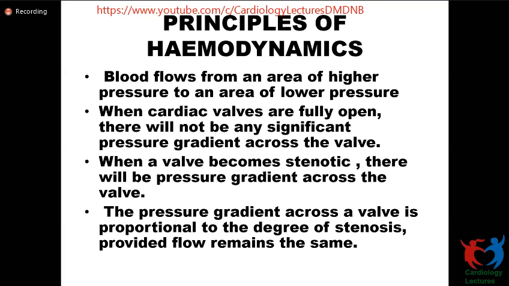Next point is when cardiac valves are fully opened, there will not be any significant pressure gradient across the valve. Unlikely to have any pressure gradient when the valves are open. There can be minor gradients, for example, the gradient which is allowed across the tricuspid valve. Anybody knows what is the standard upper limit of the normal pressure gradient across the tricuspid valve? Less than 2 mm. Yes, 1 millimeter. 1 millimeter, 2 or above is abnormal. Less than 2 can be taken as correct, but 1 millimeter is more correct.